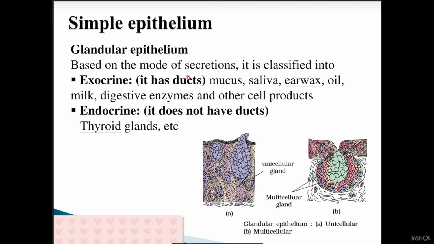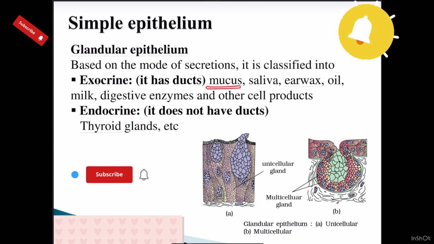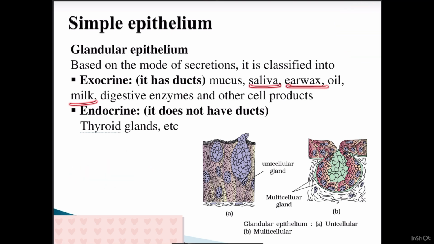Exocrine glands consist of a duct, hence they can also be called duct glands. Endocrine glands have no duct, hence you can consider them ductless glands. The duct glands include mucous glands like goblet cells, and glands producing saliva, earwax, oil, milk, and digestive enzymes. Salivary glands, sebaceous glands, and digestive glands all come under this.